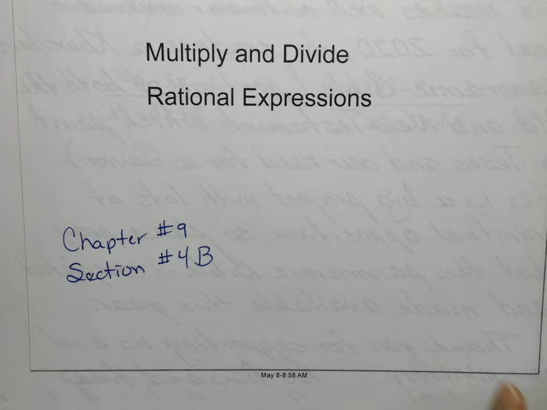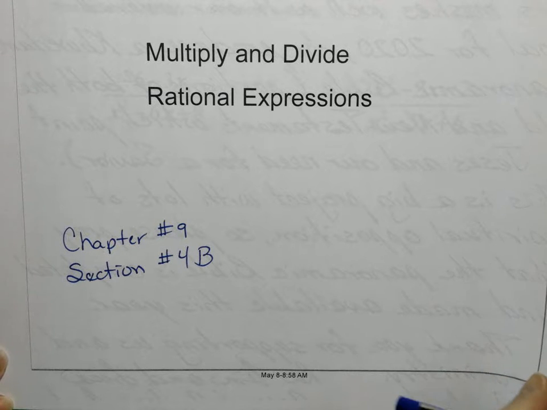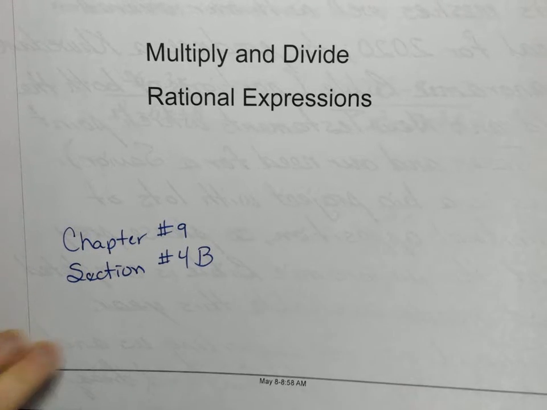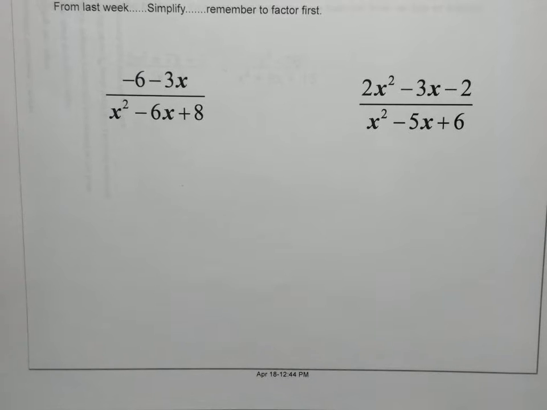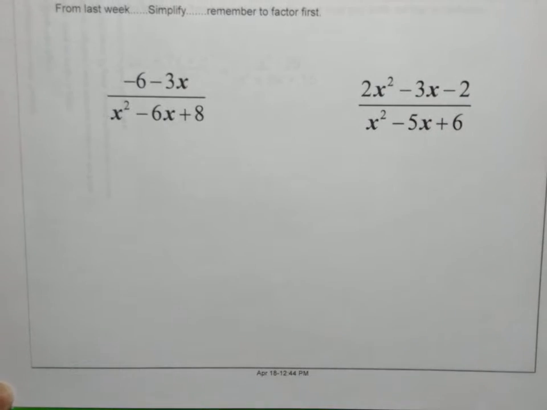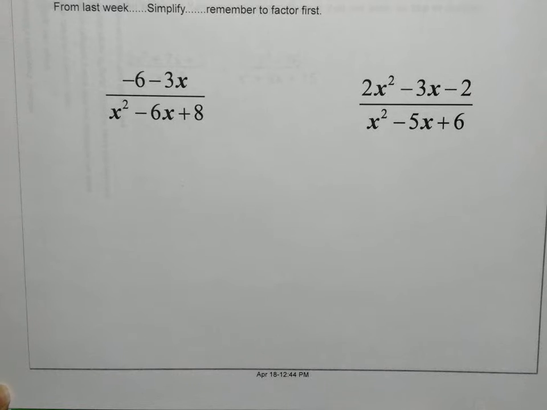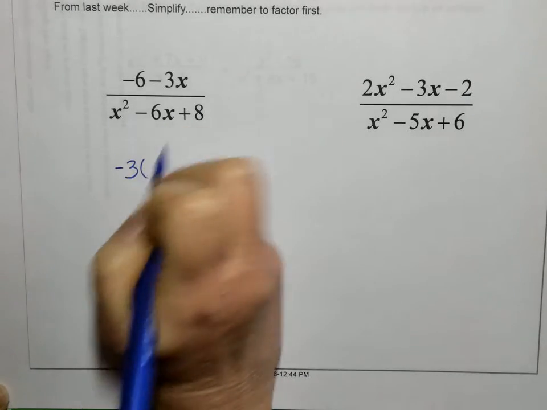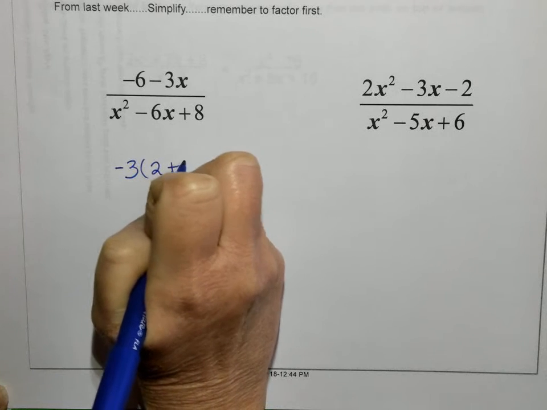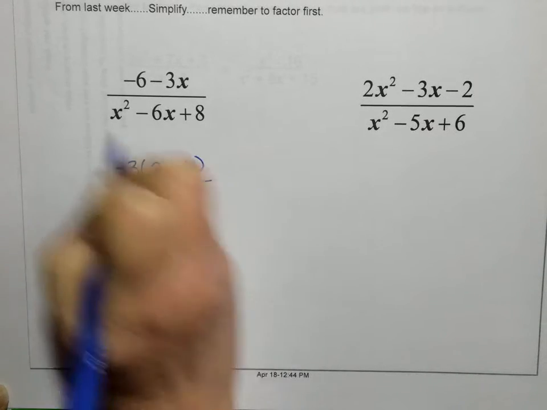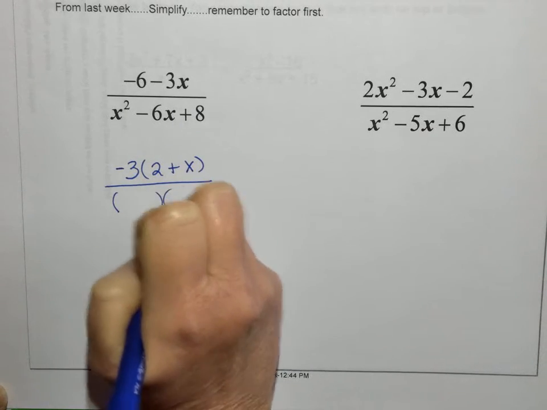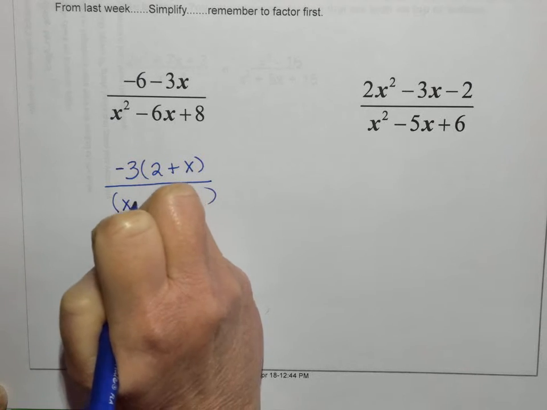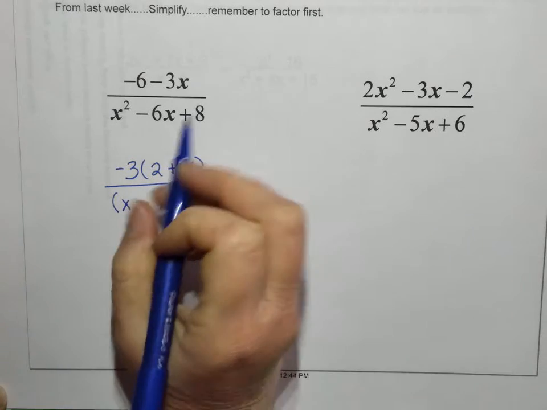Okay, in this video we're going to multiply and divide those rational expressions. So let's review first from the last lesson. Remember, we have to factor before we can cancel. So taking a look at the first fraction, we have a -3 in common. That leaves me 2 plus x on the bottom. That factors to x minus, ooh, goodness.